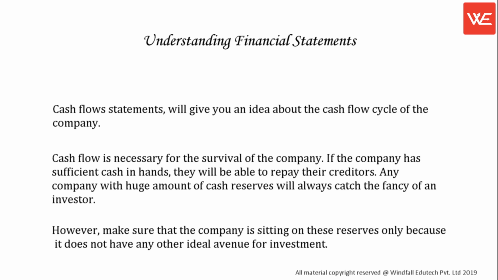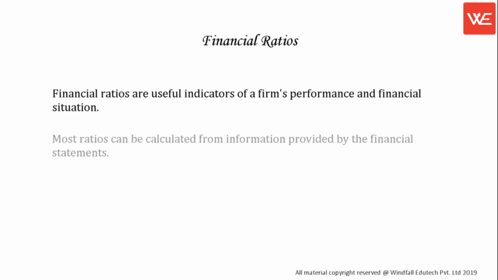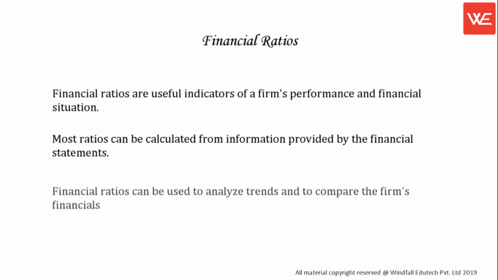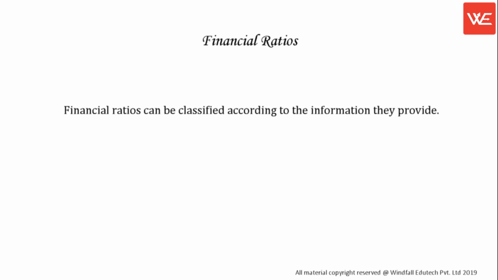avenue for investment. Financial ratios are useful indicators of a firm's performance and financial situation. Most ratios can be calculated from information provided by the financial statements. Financial ratios can be used to analyze trends and to compare the firm's financials to those of other firms. In some cases, ratio analysis can predict future bankruptcy. Financial ratios can be classified according to the information they provide.